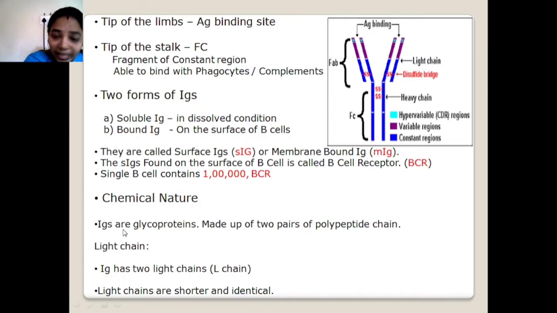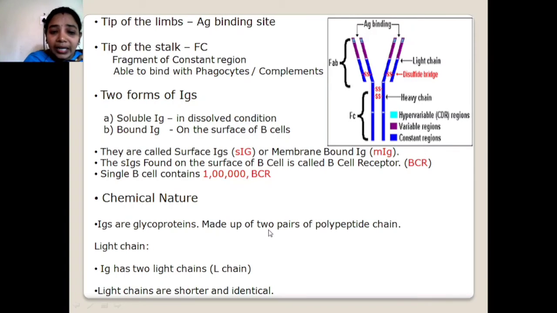Actually, we already knew that immunoglobulins are made up of glycoproteins. You see, it is made up of 2 pairs of polypeptide chain. That means 4 polypeptide chains. In our body, hemoglobins are made up of 4 polypeptide chains or 2 pairs of polypeptide chain. Then you see, there are totally 2 types of chain: one is light chain and another one is heavy chain.